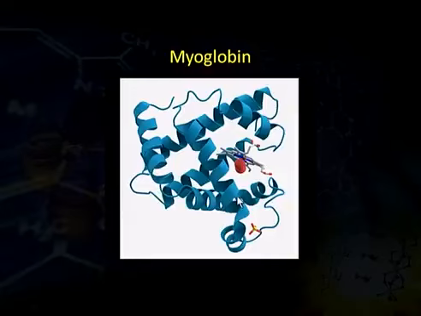This is the structure of myoglobin. Here we can see this is the heme group, to which this blue part is the globin part, that is the protein which is attached to this heme group, and this red part is the iron.